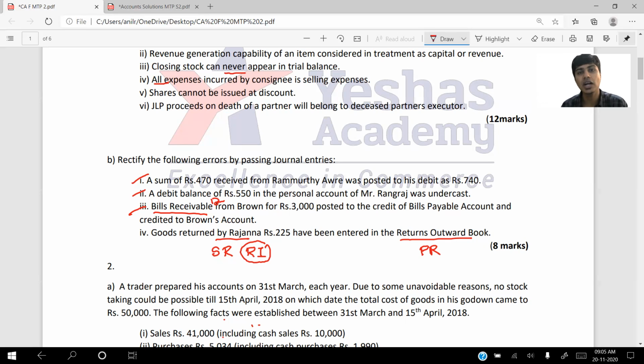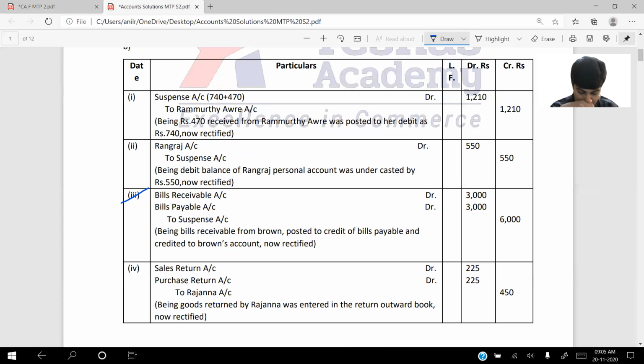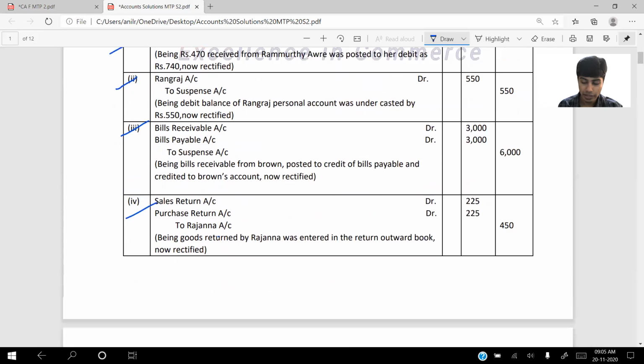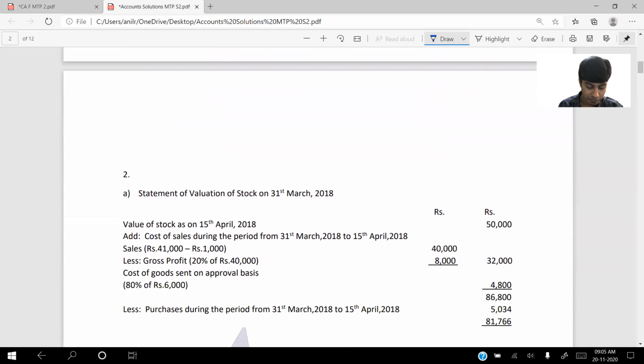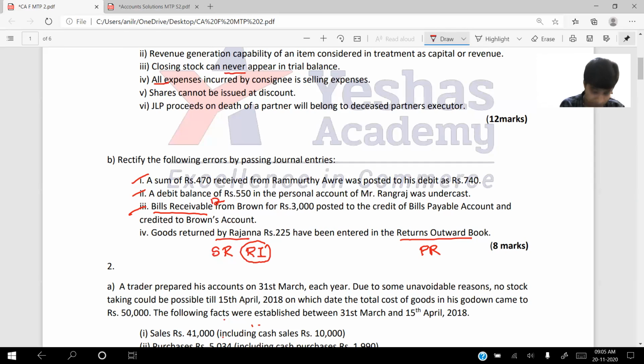And the impact on Rajanna account will be double the amount. That is 225 plus 225, 450. So the journal entry is sales return account debit, purchase return account debit to Rajanna account 450. Have a look. I hope you guys got that. So we're done with that part. Come on, let's go to the next question.